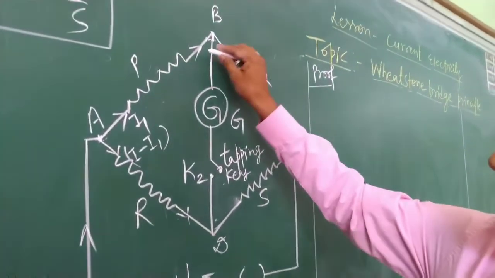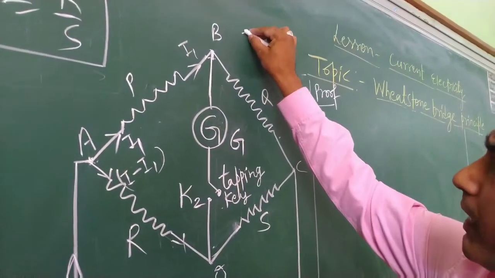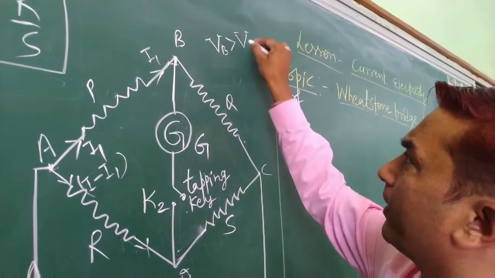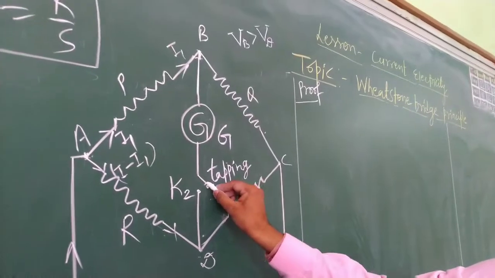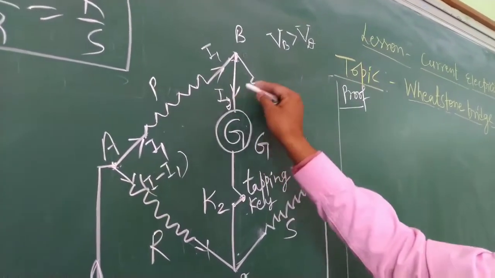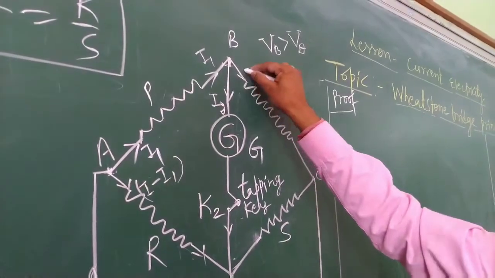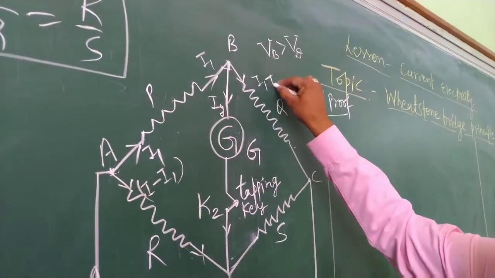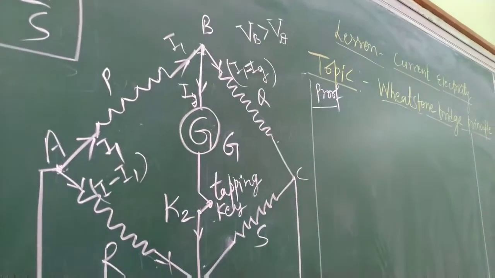At the same time, the current I1 reaches point B. If we assume that point B is at higher potential than point D, then current flows from B to D. This is the current IG, which flows from B to D, and the remaining current, again by Kirchhoff's first law, I1 minus IG, flows through Q.